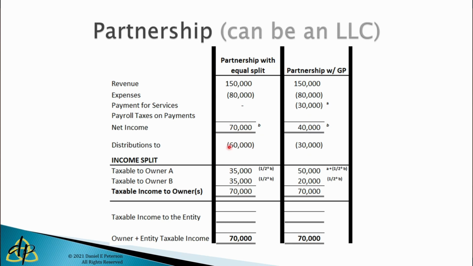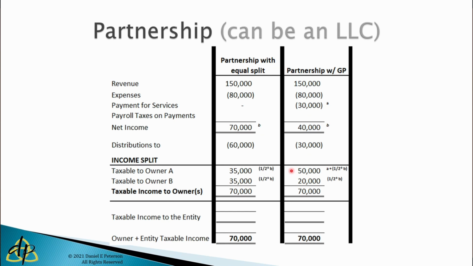In a working partnership where we've got a working partner and an investing partner, the working partner requested a guaranteed payment of $30,000. That becomes a deduction for the partnership, reducing the net income of the partnership to $40,000. That $40,000 is then split between the two partners 50-50, with partner A, the working partner, receiving the $20,000 net income allocation from the partnership plus the $30,000 of guaranteed payments. They're paying tax on $50,000, where the investing partner is paying tax on $20,000.